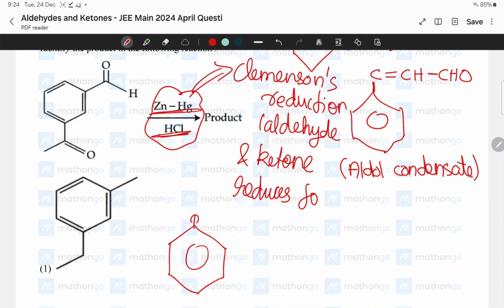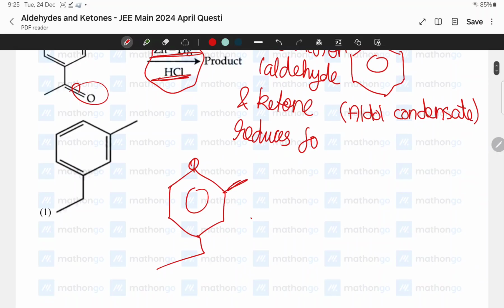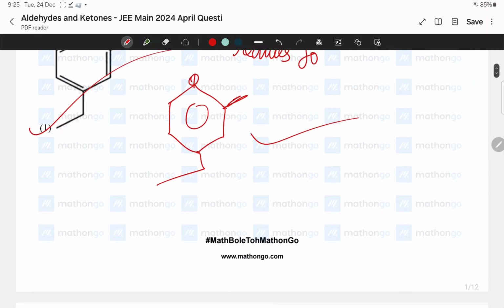So the answer will be, here there is an aldehyde group. This aldehyde group will be reducing to hydrocarbon, so we'll get it like this, and here this ketone group also will be reducing to hydrocarbon. So our answer is this compound, that is option 1.